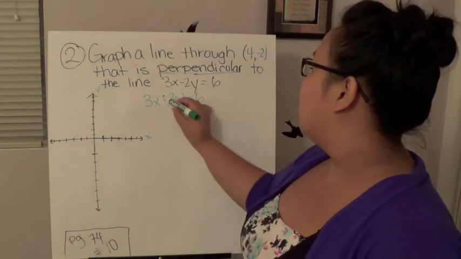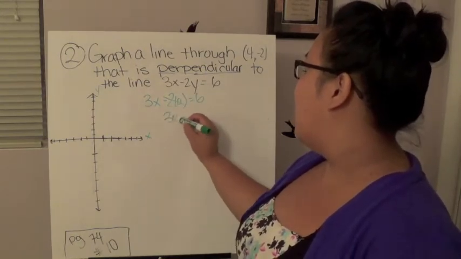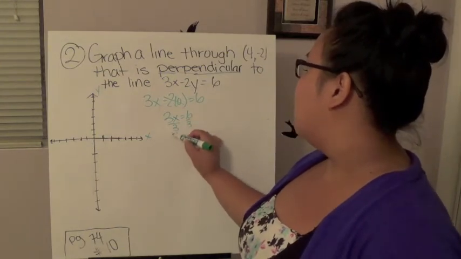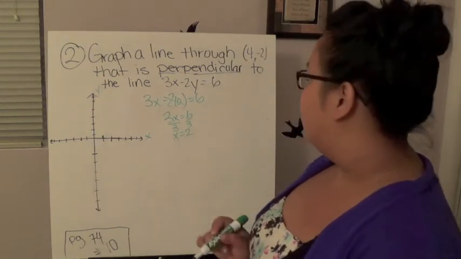So 2 times 0 is 0, so that cancels out. So we have 3x equals 6. Then divide both sides by 3, and I end up with x equals 2.